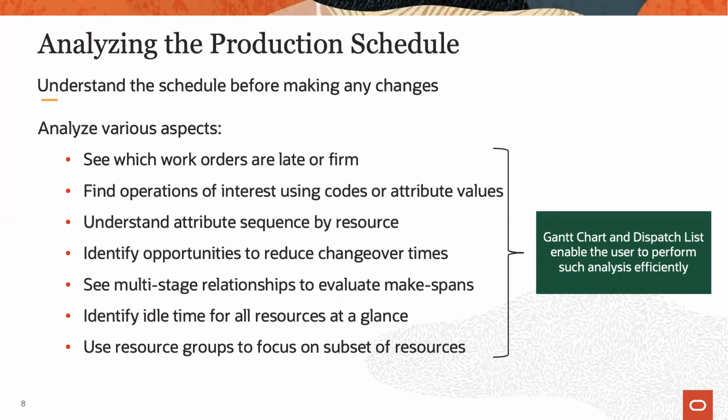Before you can make any reasonable schedule changes, you first have to understand the schedule and the various aspects of it. Knowing which work orders are late, which attribute sequences are good, which ones are less desirable, and how heavily the various resources are being used across the schedule horizon, and so on, are only a few aspects to evaluate.